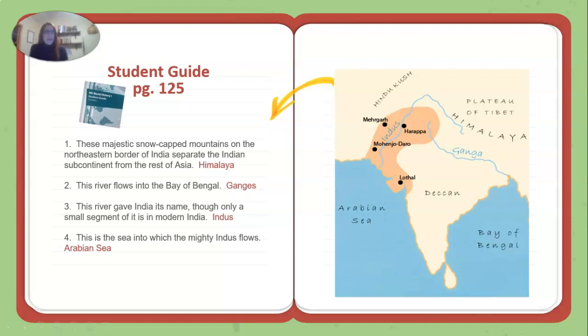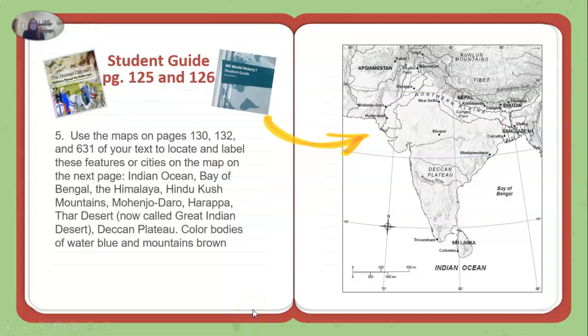And again, you can use this map or any of the maps in your book to help you answer these questions or get a better understanding of these questions. And this is where you'll use the maps on pages 130, 132, and 631 of your text to locate and label this map right here. And that is on page 126 in your student guide. So you can go ahead and pause the video to complete this activity.